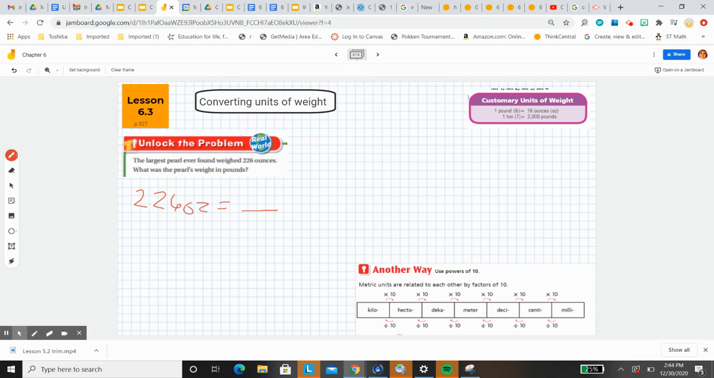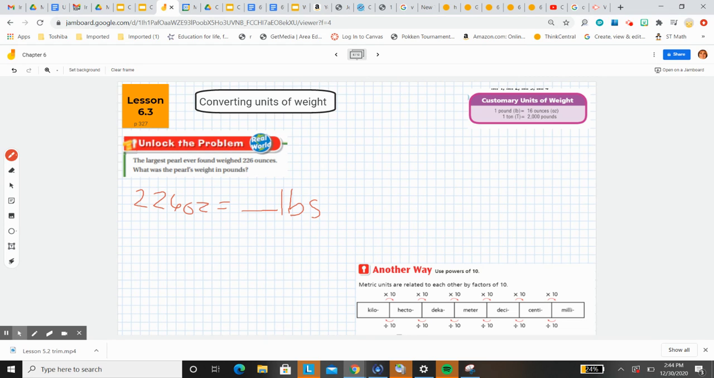Now, this is what's really weird. Pounds is written, from the real word Libra, and it's just hard to explain all of that. So it's an L and a B together. So that's how pounds goes. I want to know how many pounds is 226 ounces.